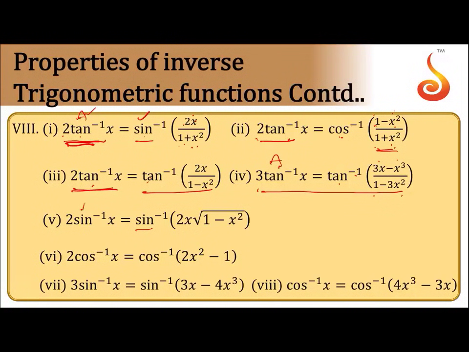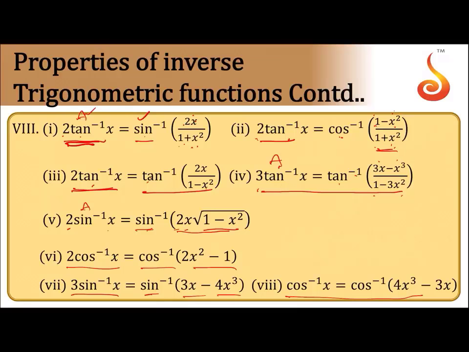In a similar way, sine 2A is nothing but 2 sine A cos A, so 2 sine inverse x is equal to sine inverse of 2x root 1 minus x square. And 2 cos inverse x equals cos inverse of 2x square minus 1. And 3 sin inverse x equals sin inverse of 3x minus 4x cube.